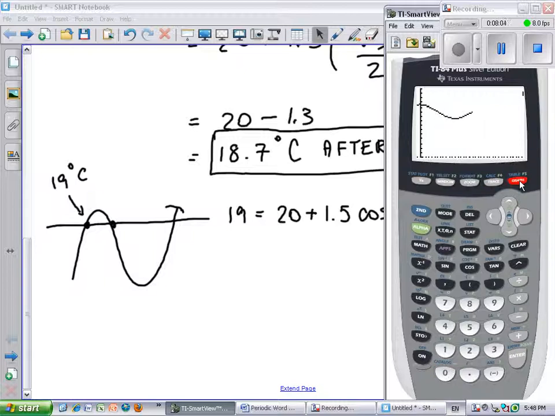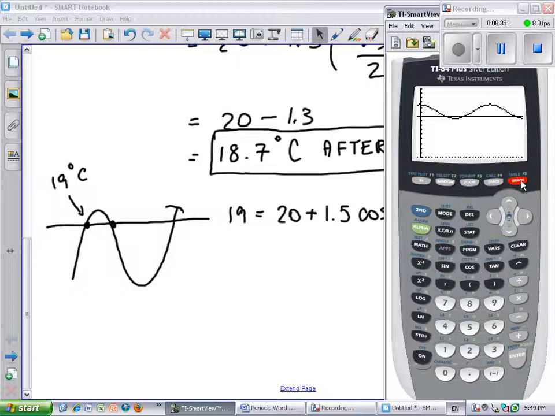Okay, and we want to know at what time the temperature is 19. So if we go to y2 and draw a horizontal line at 19 degrees, so I go 19, graph, I'll now see that graph come along. And the time at which the temperature reaches 19 degrees will be the intersection points of that horizontal line with that periodic function. So I'll show you how to find one of those points.